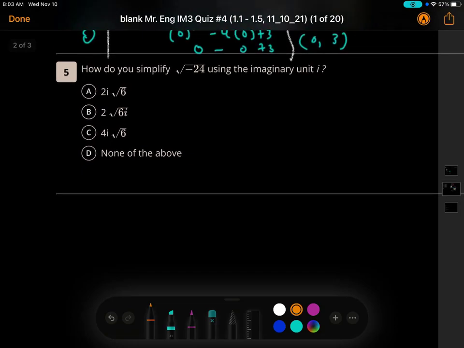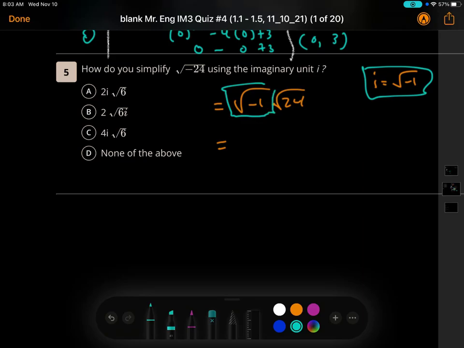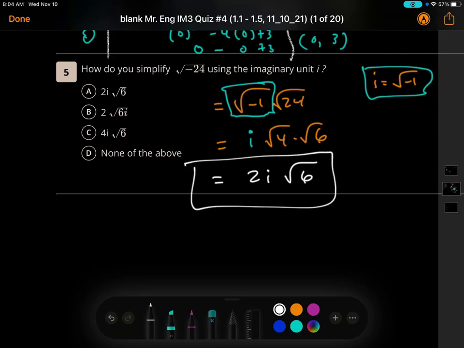Alright, question number 5. How do you simplify the square root of negative 24 using the imaginary unit of i? So, negative 1 times the square root of 24. i is equal to the square root of negative 1. So if you use this information right here, instead of writing square root of negative 1, you're going to write i. 24 is 4 times 6. And then you just have the square root of 4, which is 2. 2i radical 6.